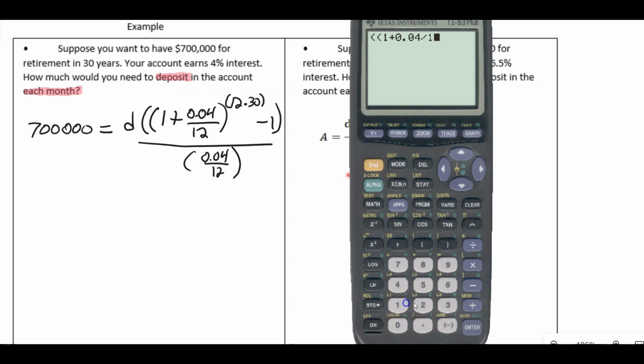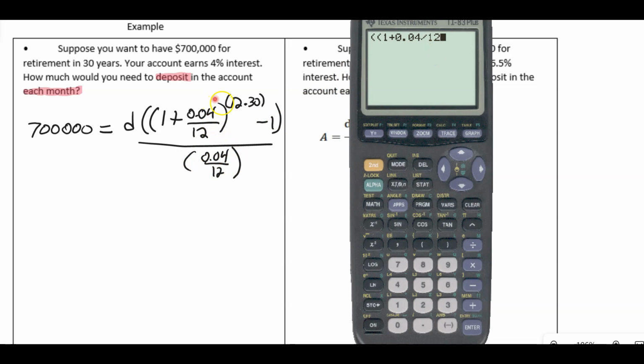So we have two open parentheses, then 1 plus 0.04 divided by 12. Now, some people need an extra set of parentheses around the 0.04 divided by 12. So if you get problems and you can't figure them out, try that. Just like I have here down in the denominator, extra parentheses around that 0.04 over 12. Here I need them to keep it all in the denominator.